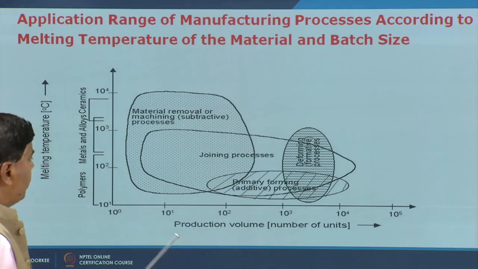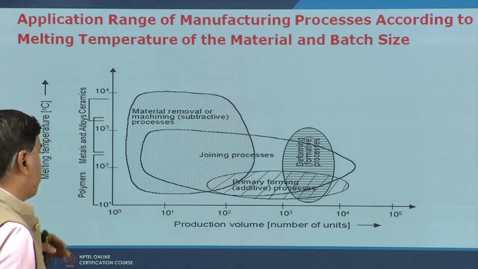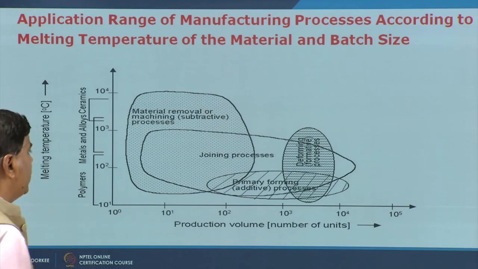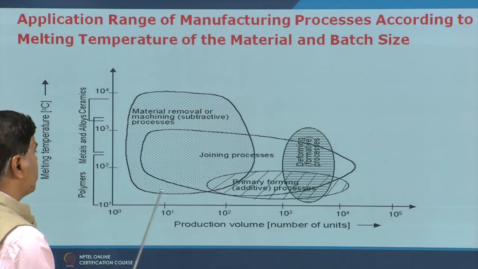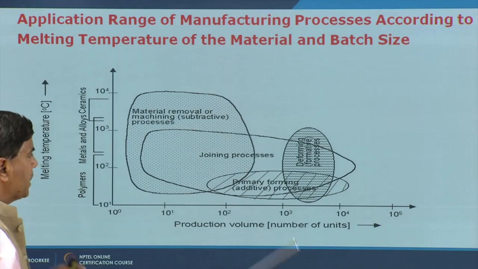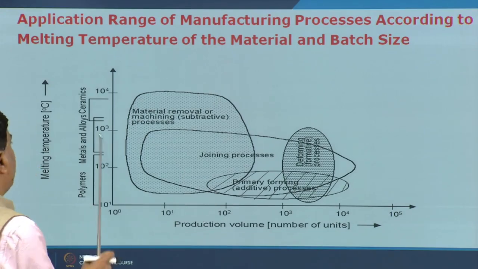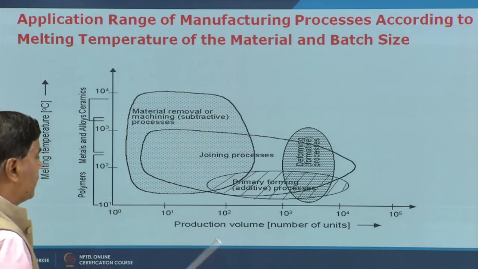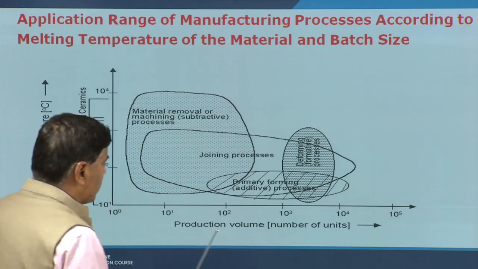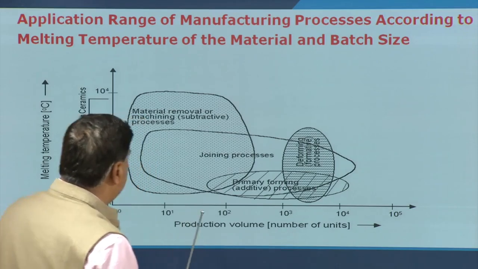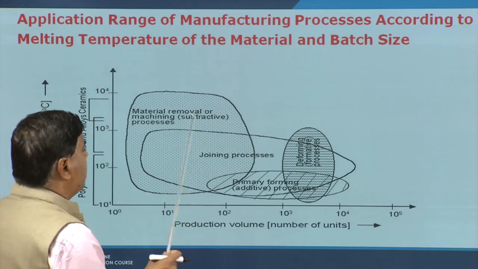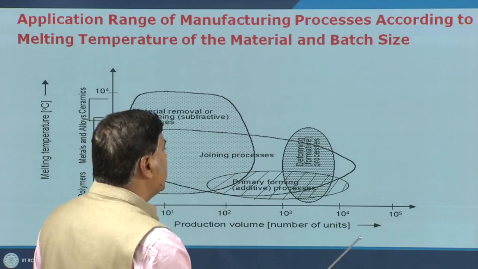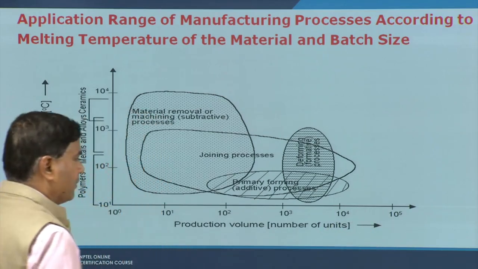So, the materials which have a lower melting point can be easily processed through a certain category of processes. Those which have a higher melting point can be processed through another category of processes. Similarly, the products involving lesser volume can be made by one category of processes, and those involving larger volumes can be made by another category of processes.